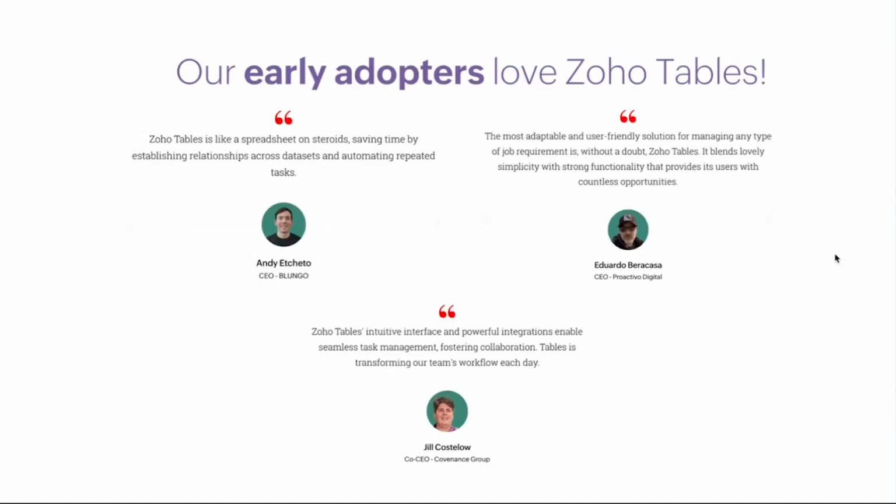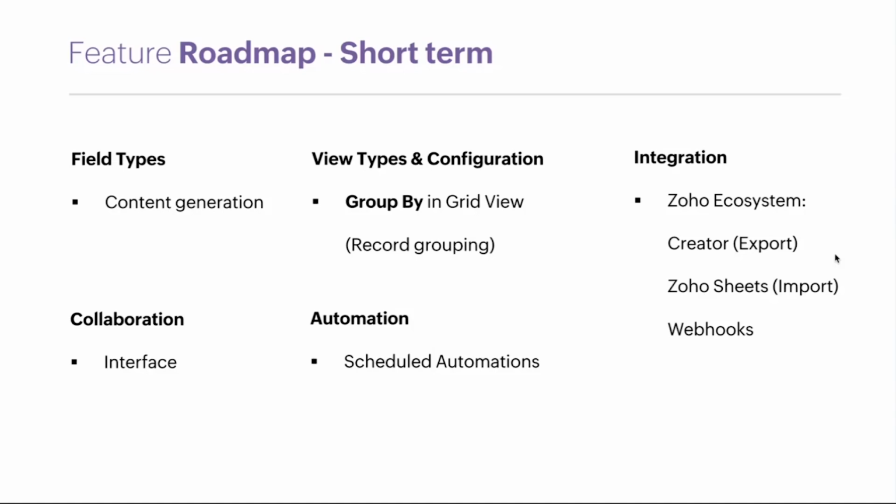These are some of the things that our early adopters had to say about Tables, and we were really happy to see the kind of comments that we got from them. In our immediate short-term feature roadmap, one is field types for content generation. We also have an interface option that we are bringing in for dashboard creation, and group by for the grid view, where you can group a set of items together. Schedule automation is another feature that we are planning to bring in very soon, and this will be available to you as well.